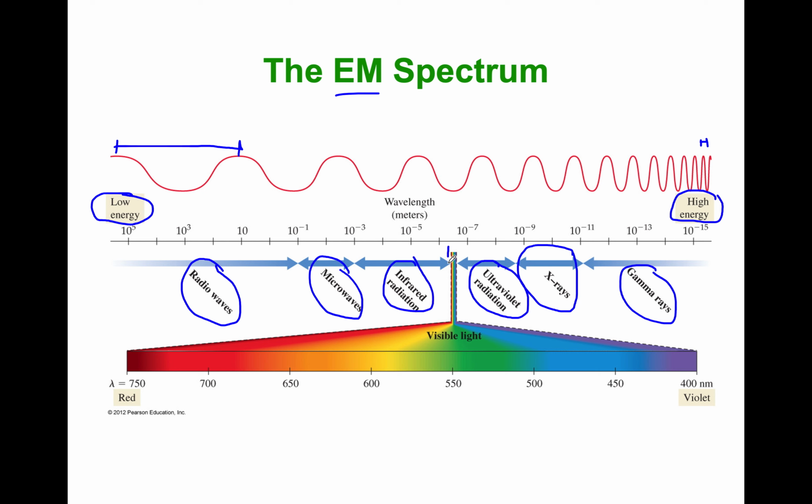So the light we actually see is a very, very small portion. 400 to 750 nanometers is what we're seeing there.